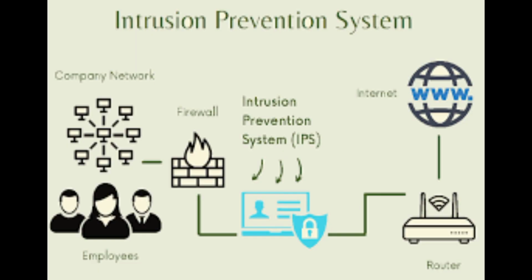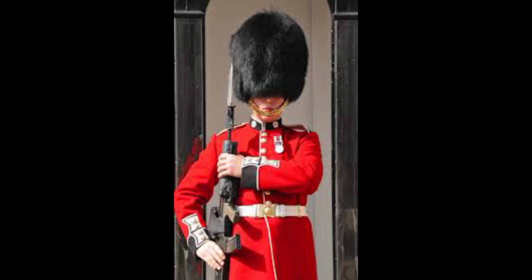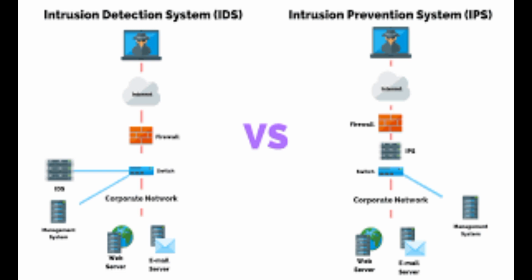Intrusion Prevention Systems are like active guards. They not only detect but also take action to prevent intrusions. When an IPS detects a threat, it can block or mitigate the attack in real time, acting as your network's first line of defense. Now, let's consider the location of these IDS and IPS systems.